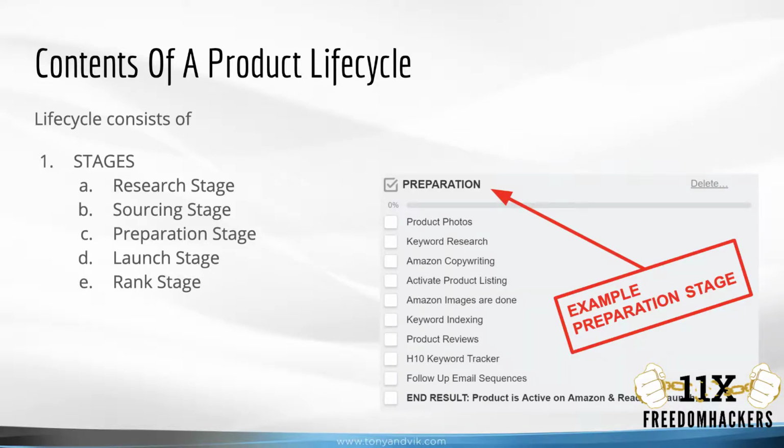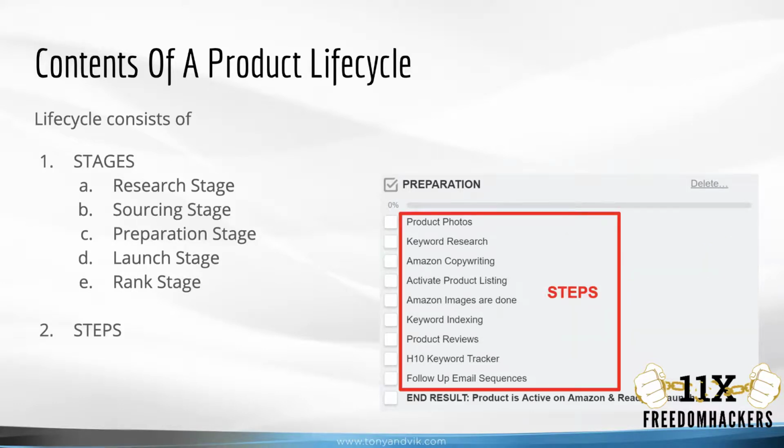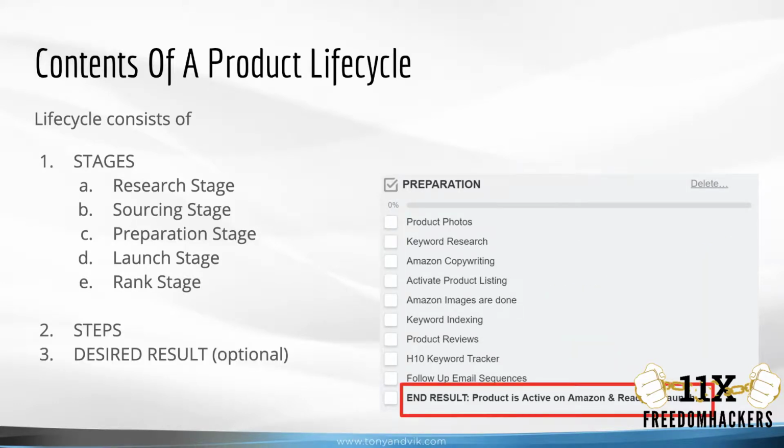And of course, it's easier to have an expected result. So this is an example preparation stage that has steps inside, and it also has an end result. And we recommend to have an end result. And basically what you want to do is, if you have some stage, measure these end results: are you making this stage faster and more efficient in terms of time or not?